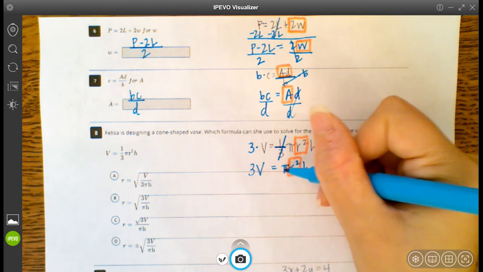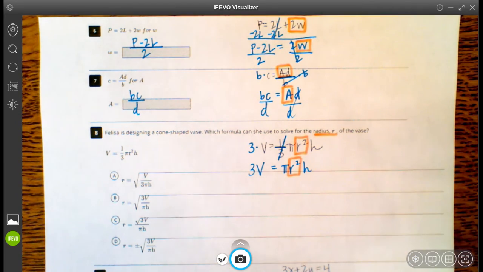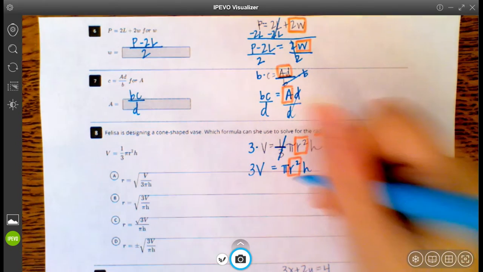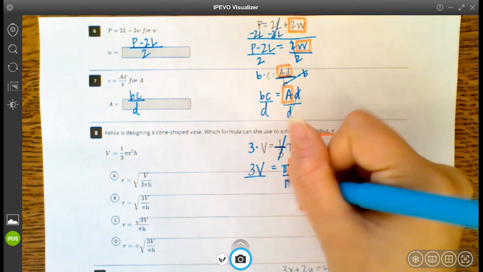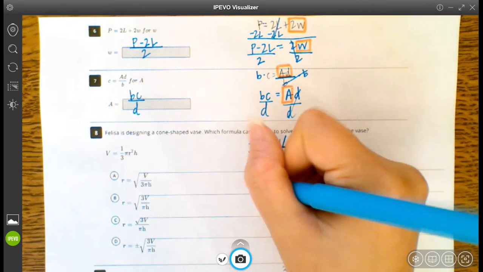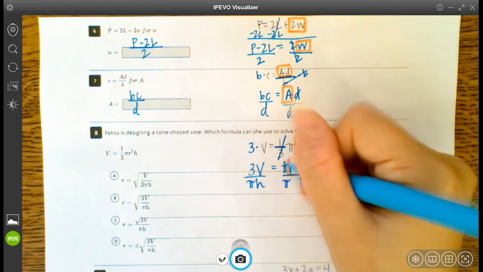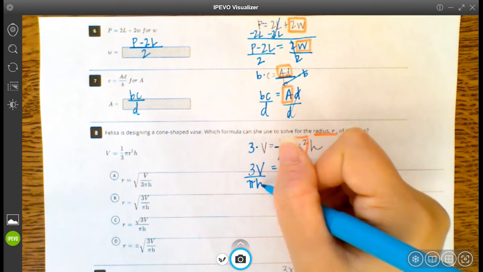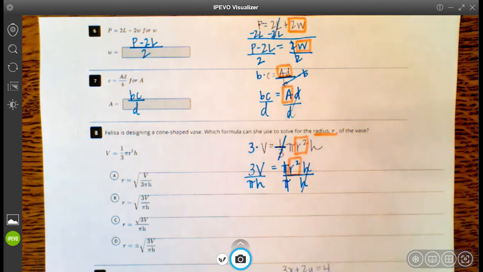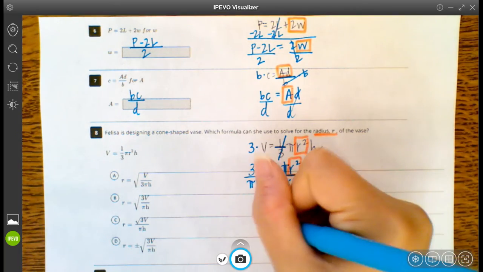So right now we have the pi and the h surrounding the r squared, and they sit side by side, which means we are multiplying. So to undo multiply, we divide. And we can divide both of those in the same step. So we have 3v divided by pi h is what r squared is equivalent to.